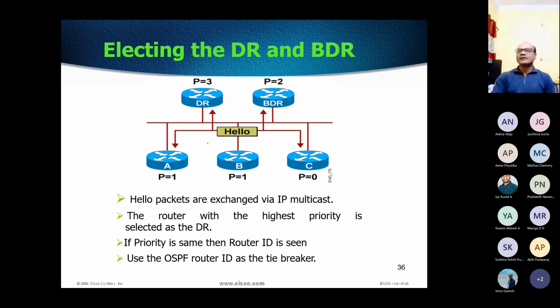Election of DR and BDR. As you know, it sends the hello packet. Hello packets are exchanged via IP multicast. The router with the highest priority is selected as the DR. As you know, the priority is 3 here, so this router became your DR, designated router. And this one we'll call the backup designated router. If this one comes down, then this one will become the DR. Remember, if the first one comes up again, it will always become the DR, and this one will go back to being the backup designated router.